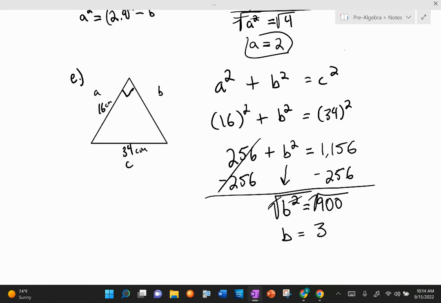And then 30. Wait, I did do it right. But isn't it supposed to be bigger than both? Were we looking for the hypotenuse? Oh, no. No, we were looking for a leg. Yep. Okay. I still did do it right. Yep. Good job.